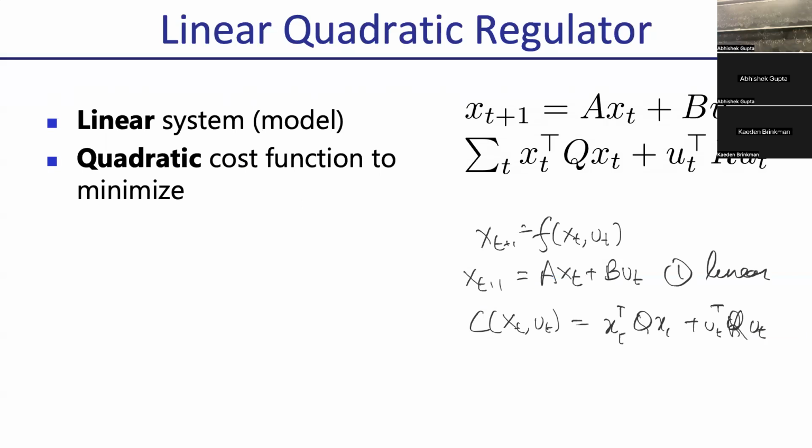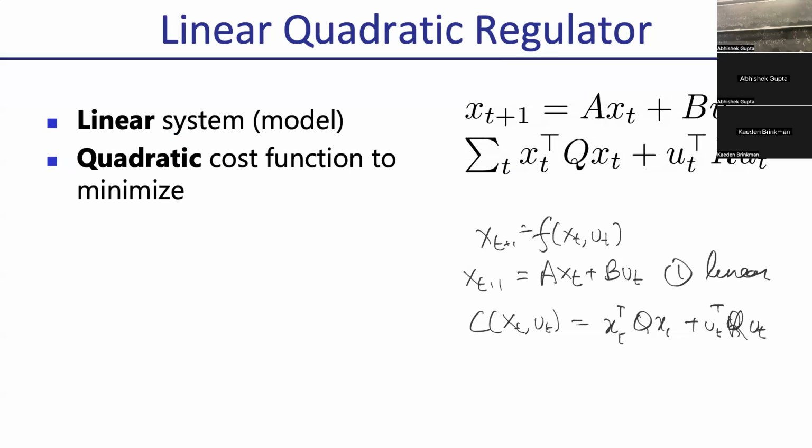Okay, so let's unpack this. It's saying that the system is always going to transition according to a linear system, right? So it's almost like y is equal to ax plus b, like here x_{t+1} is equal to ax_t plus bu_t. The system is linear, and your cost is quadratic. And the cost is saying that it's quadratic in x and quadratic in u.